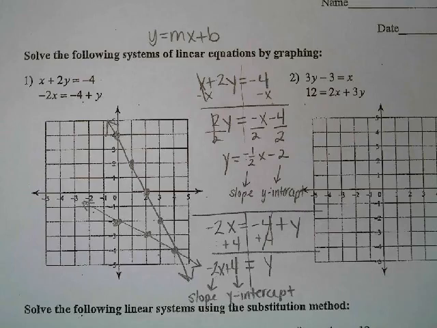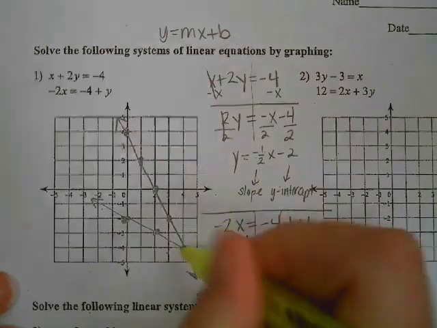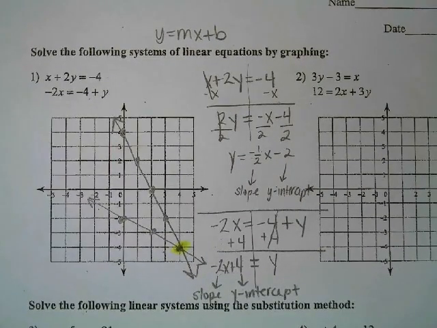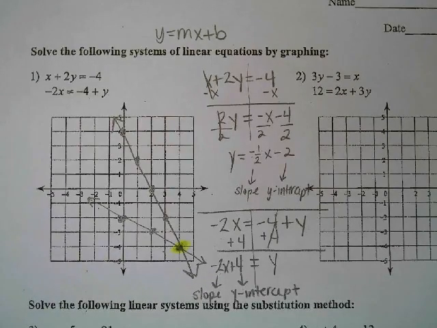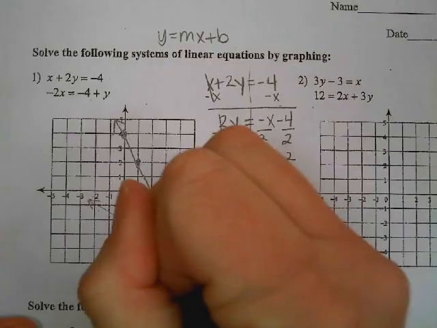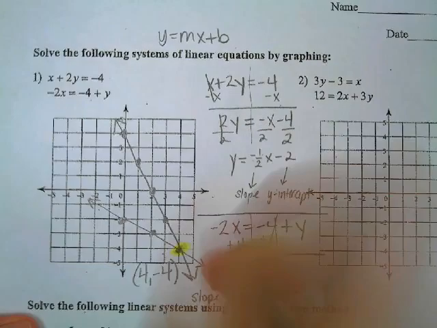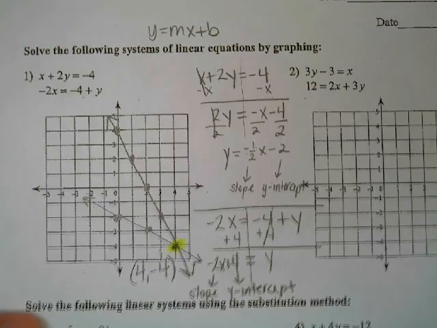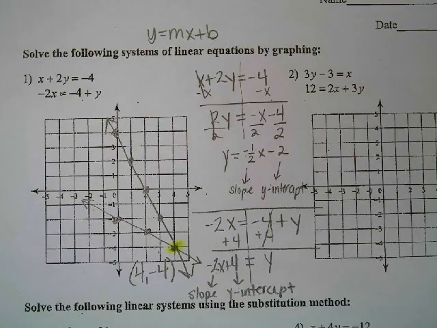So you can see that those two lines are intersecting right here at 4, negative 4. So that is your answer for number 1. Number 2 is the same way.